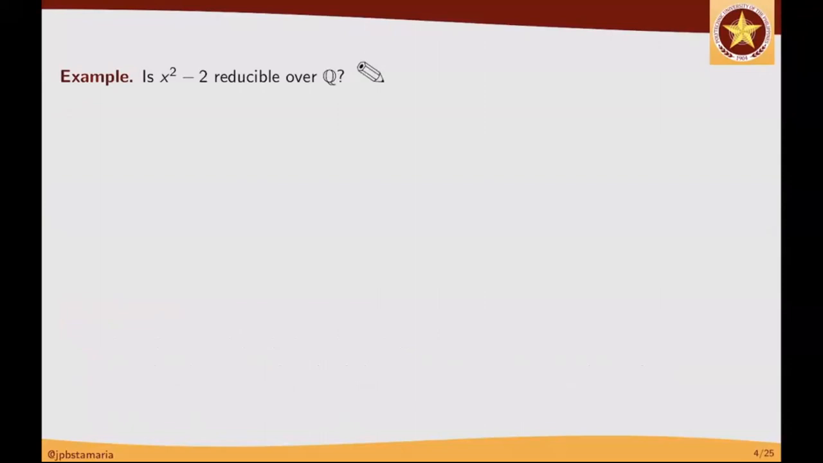Q is a field. So, ang tanging option mo na lang ay what? Ang tanging option na lang natin ay dalawang linear. Diba? Bawal kasi yung constant yung isa. So, ang tanong dito, can we write this as a product of two linear polynomials like this, where A and B, C are not zero kasi kailangan linear. Diba?